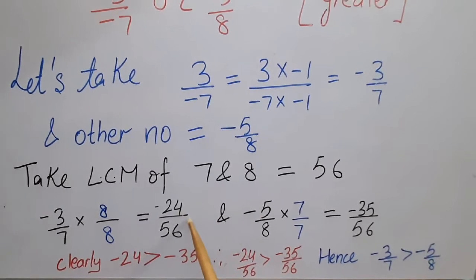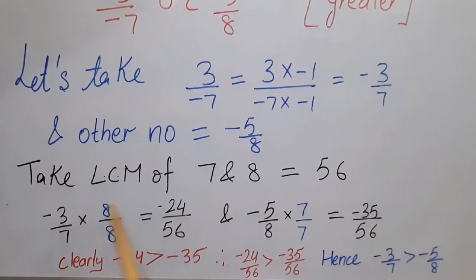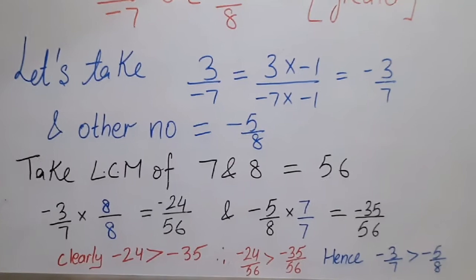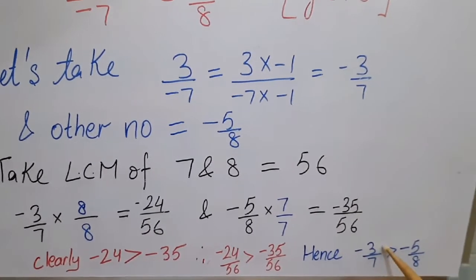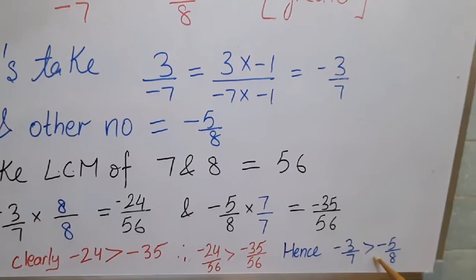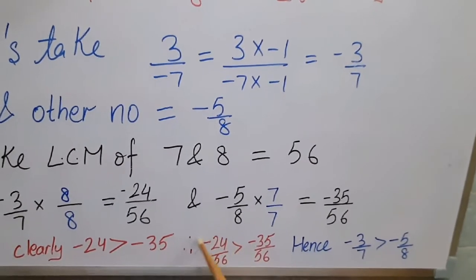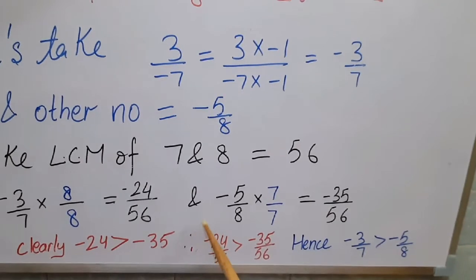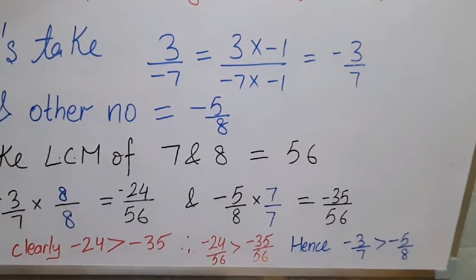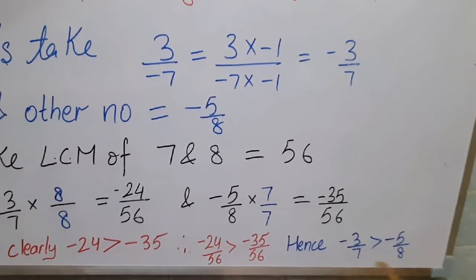From where do we get minus 24 by 56? It is from minus 3 by 7. Hence, minus 3 by 7 is greater than minus 5 by 8. Generally, students leave their answer at this stage, which is incorrect. You always give the final statement.